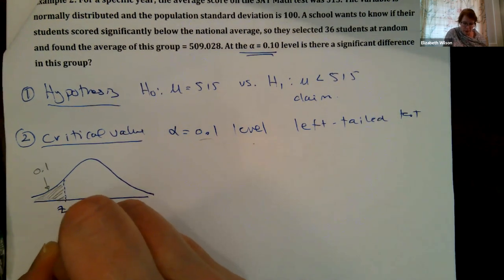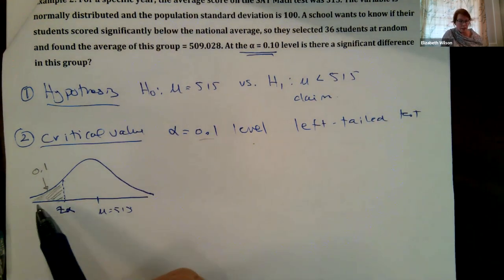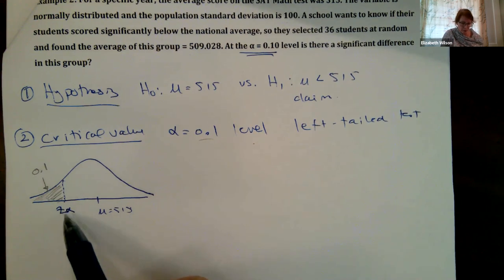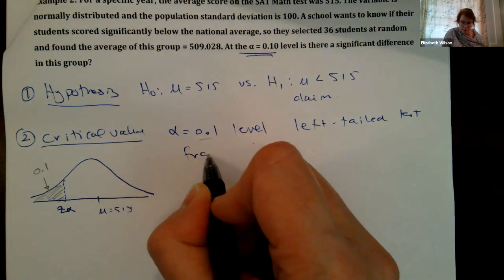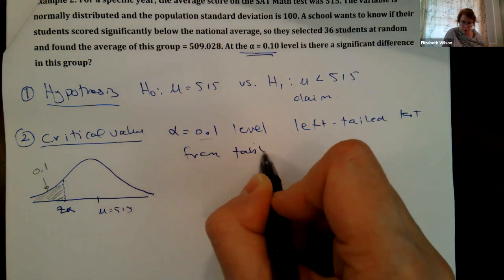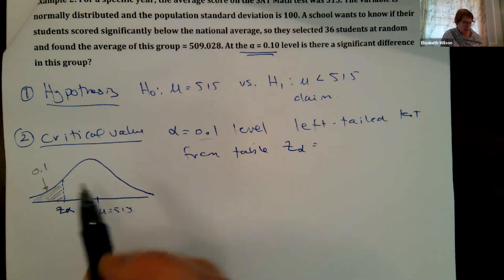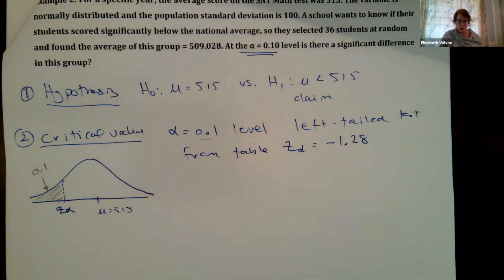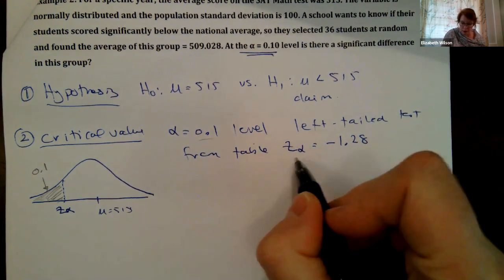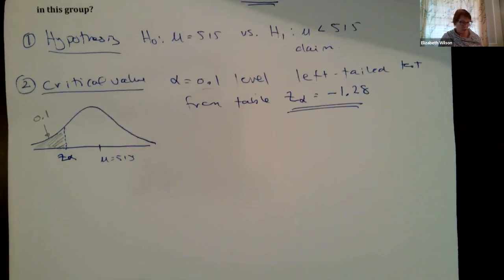So I need my z alpha. What's the z value that gives me the area less than this z value equal to 0.1? From the table, the z alpha value is going to be negative now because we're on the left-hand side. It's going to be minus 1.28. This is our critical value, so I'm going to underline that because I need that. I have to state my hypothesis, the critical value, my test statistic, and my decision.